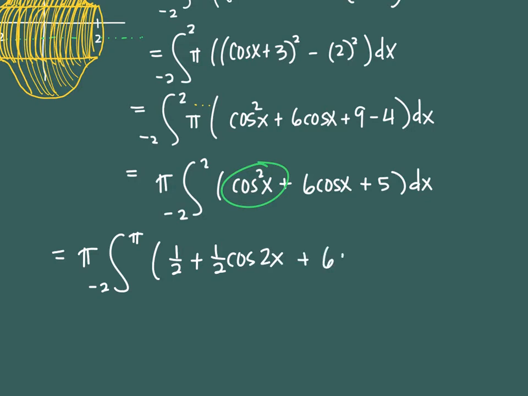And then plus 6 cos x and plus 5. And then from there you're on the home stretch. You can just integrate each piece, because each piece has a perfect antiderivative, and then you plug in your bounds from -2 to 2. I'm not going to keep going because that's not the point of today's lesson, but from here you're just going to do an antiderivative of each part.